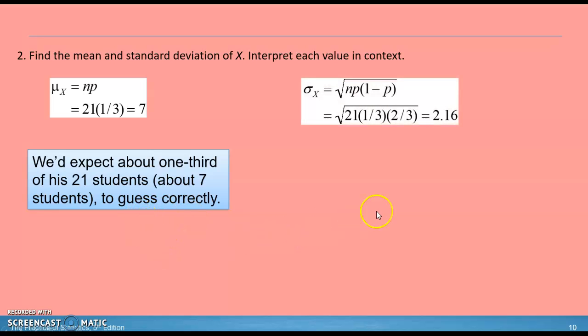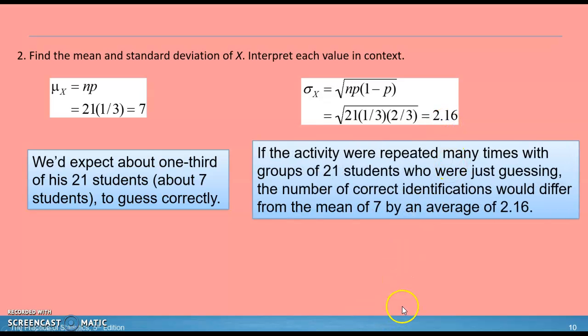To find the standard deviation, again, you're going to plug into this formula. N is the number of trials. P is your probability of success. This is representing the complement, so the probability of failure, so 1 minus the 1/3. And you get a standard deviation of 2.16. In context, if the activity was repeated many times with students in groups of 21 who were just guessing, the number of correct identifications would differ from our mean of 7 by an average of 2.16.